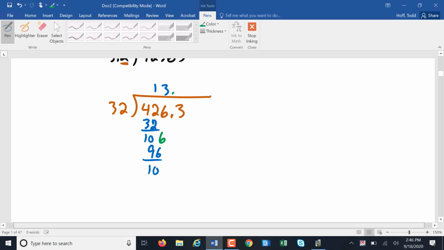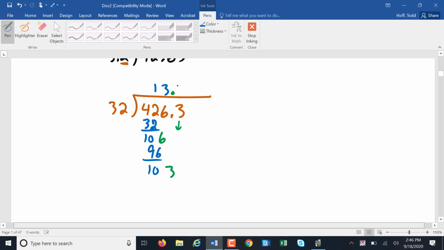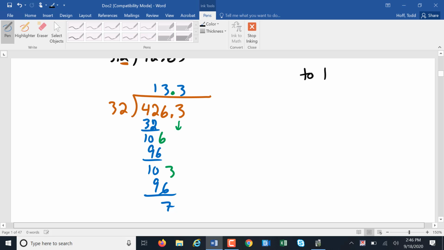Before I bring down the 3, I have to take up the decimal point. Now I bring down the 3. 32 into 103. Still 3 times. That's 96. There's 7 left over. Now let's say I should tell you that I want this answer to the nearest thousandth. But we're only at the tenth here and we've run out of places. But as you said, we can add zeros. So add a 0 and bring it down.